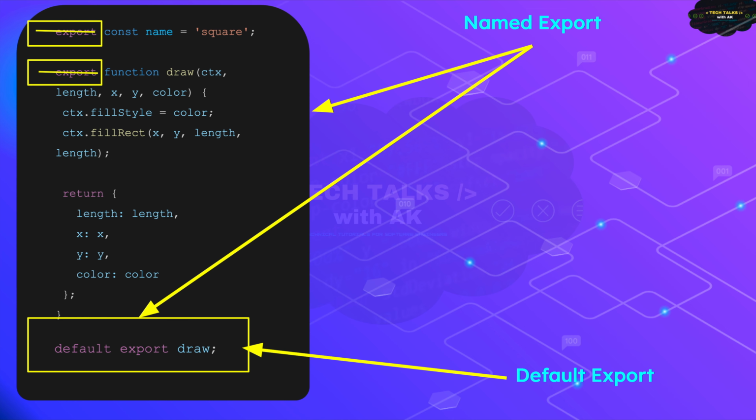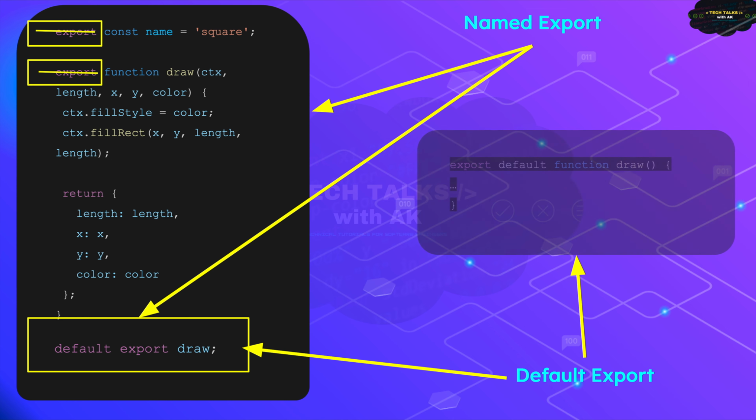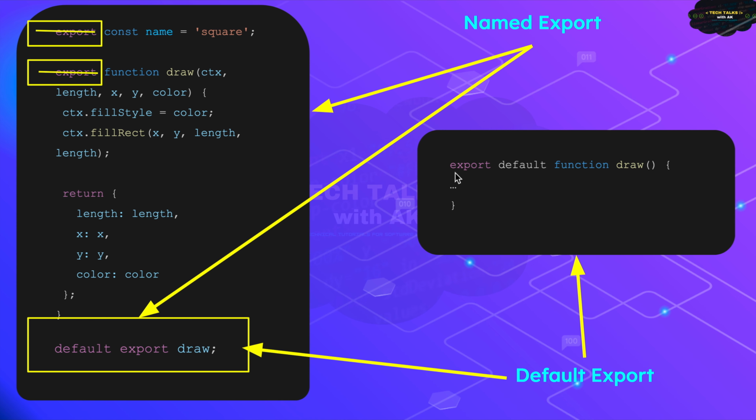We can have another way of default export, which is this. Instead of writing just export at the start of the function, we write export default function draw. Adding this default beside export will also default export our function draw from this file.